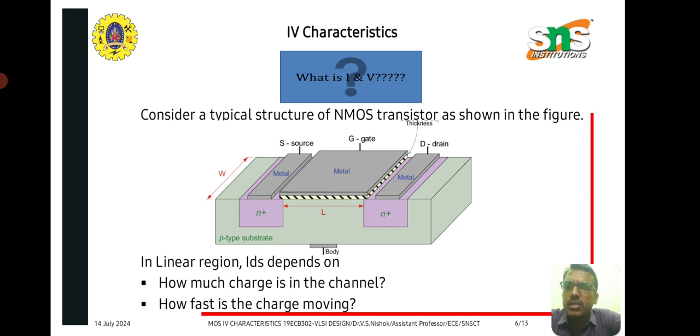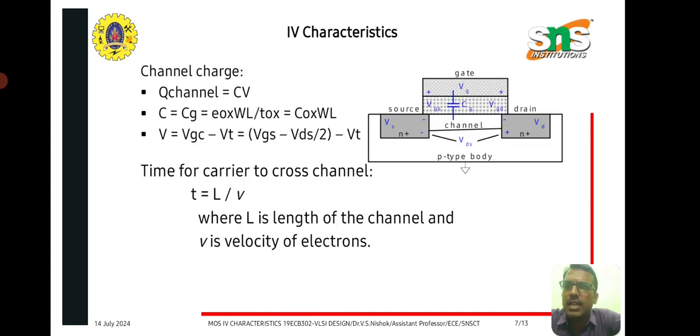If there is no current flow in cutoff region, then your current will be 0. So we are not considering that cutoff region. We are starting the IV characteristics with linear region. In linear region, IDS depends on how much charge is in the channel and how fast the charge is moving in the channel. That charge is represented by Q, and the transit time of the charge is represented by T or tau.